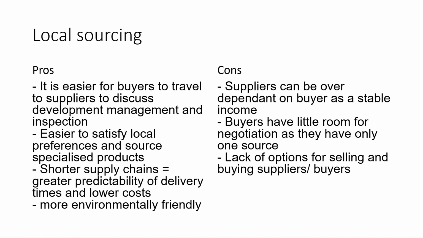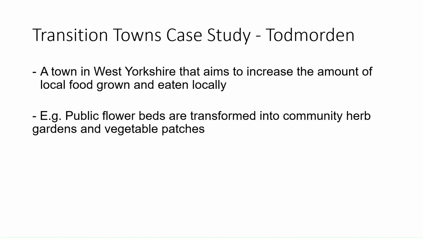So, local sourcing, pros and cons. You just read it here. Pros are that it's easier for buyers to travel to suppliers to discuss development and inspect, easier to satisfy local preferences for specialized products, and shorter supply chains, so you can predict delivery times and have lower costs. And the cons are that suppliers can be over-dependent on one buyer for a stable income, and buyers have little room for negotiation as they have one source. And there's a lack of options for suppliers and buyers.